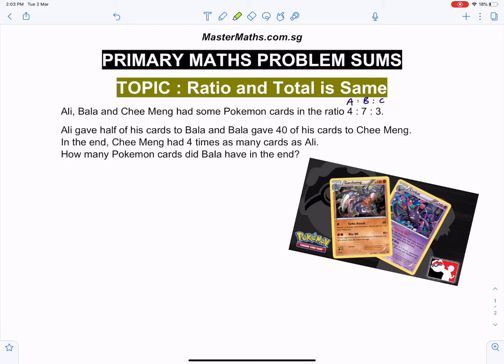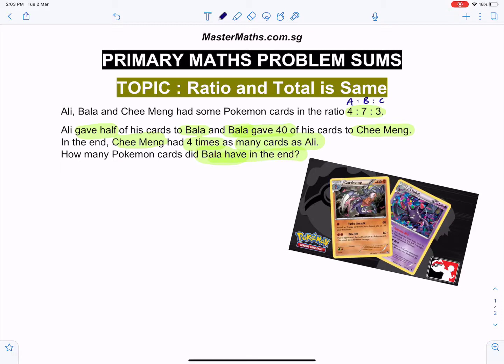Alright, so let's see the important information in this question. You have a before ratio here, 4:7:3. And then there are some changes in between, like Ali giving half of his cards to Bala, and subsequently Bala giving 40 to Chi Ming. And in the end, you are given that Chi Ming had 4 times as many cards as Ali. The question is, how many Pokemon cards did Bala have in the end?